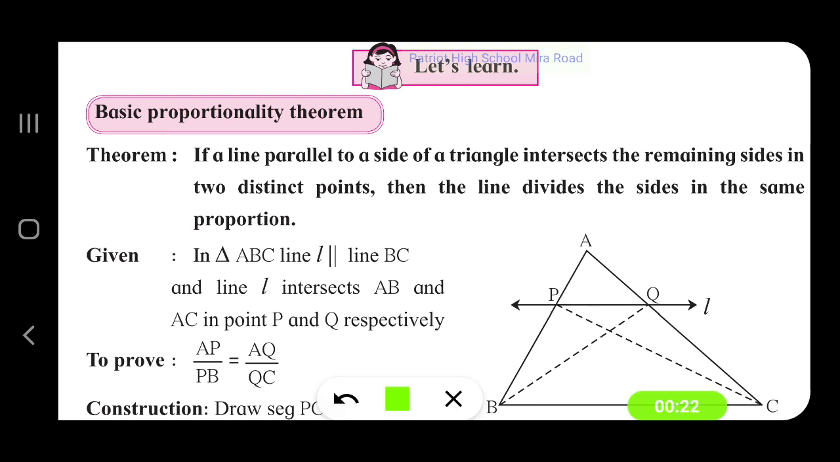Now this is the triangle ABC, and PQ intersects the sides AB and AC in points P and Q. These are the two distinct points P and Q. To prove: AP upon PB is equal to AQ upon QC.